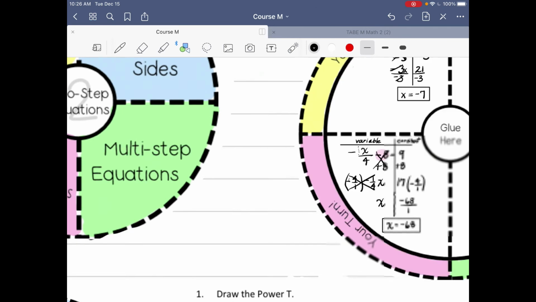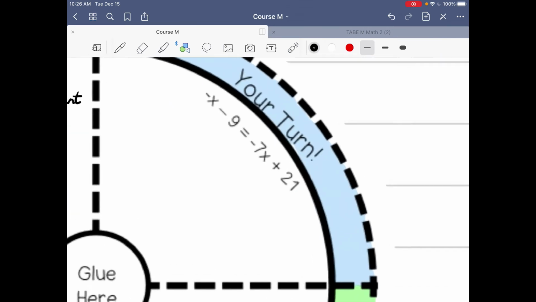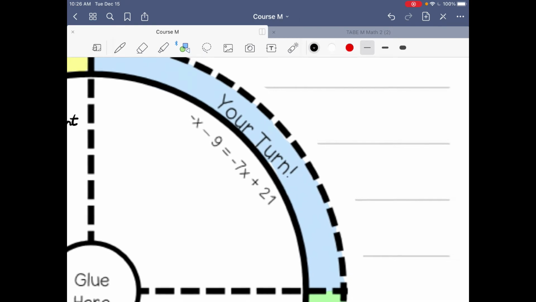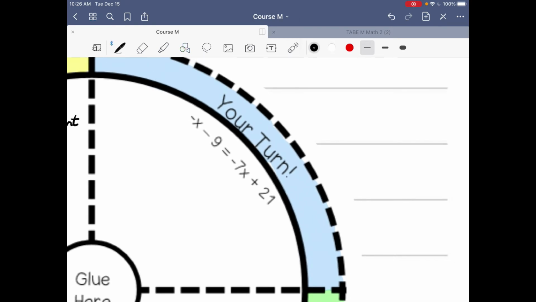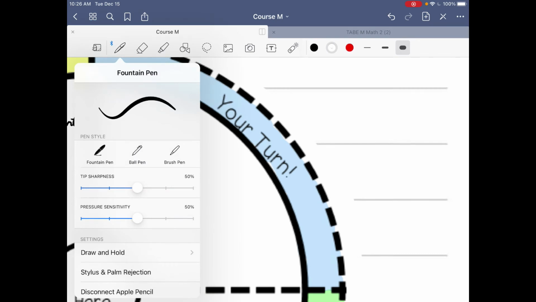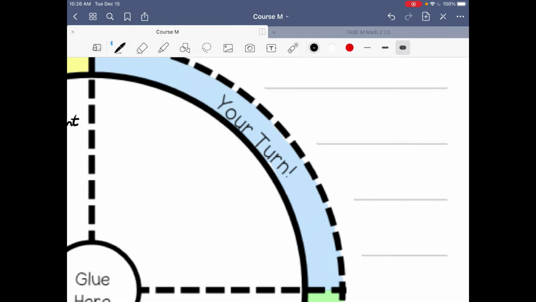Okay, let's look at another example up here at your turn. Here's this one. And let me take my white pen and highlight, cover up this curved equation and put in the one I need. Negative x minus a 9 equals negative 7x plus 21.